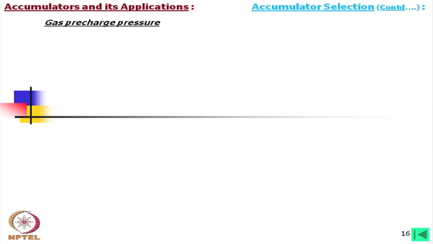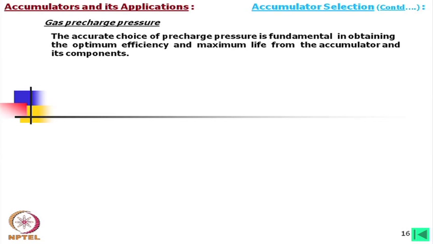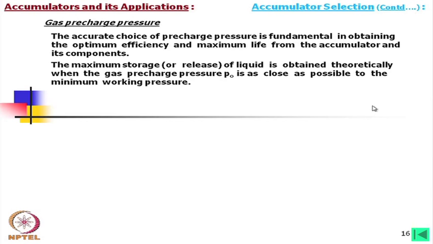Now, we will look into the gas pre-charge pressure. The accurate choice of pre-charge pressure is fundamental in obtaining the optimum efficiency and maximum life from the accumulator and its components. So, we have to look into this pre-charge pressure, which actually controls the accumulator performance as well as the life of the components. The maximum storage or release of liquid is obtained theoretically when the gas pre-charge pressure P0 is as close as possible to the minimum working pressure.